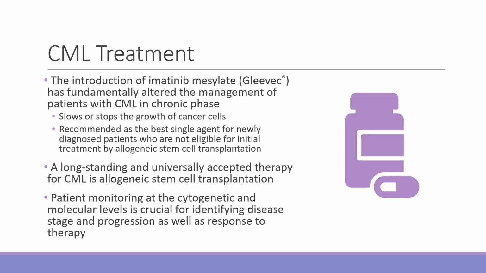Patient monitoring at the cytogenetic and molecular levels is crucial for identifying disease stage and progression. So we're probably going to look at the bone marrow. We're going to look at the cytogenetic markers. We're going to also really watch and see how this patient progresses. And that's really going to give us a better picture of the prognosis for this patient.